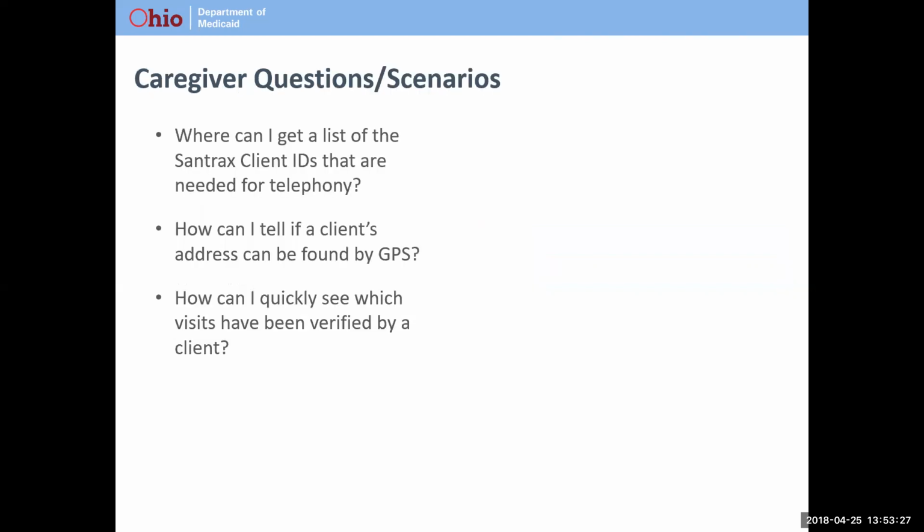Some caregiver questions or scenarios that we've received, which would be addressed by a daily report, include: where can I get a list of the Santrax client IDs that are needed for telephony? How can I tell if a client's address can be found by GPS? And how can I quickly see which visits have been verified by a client?